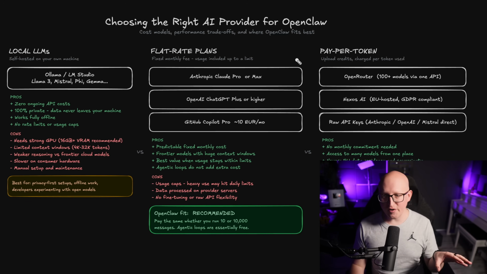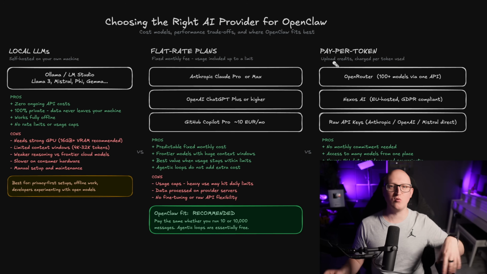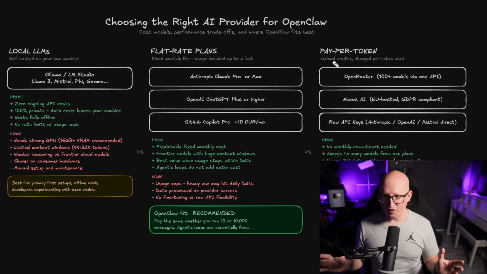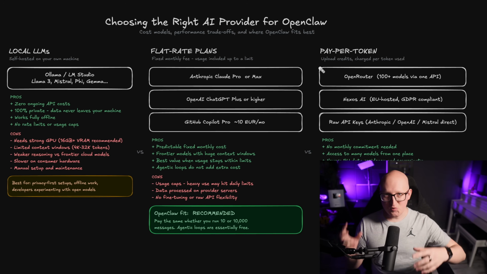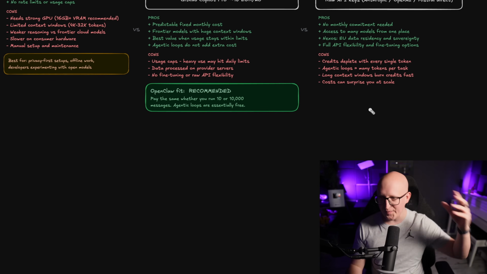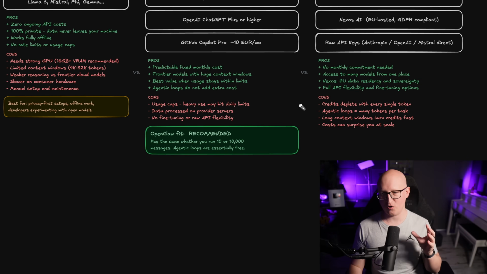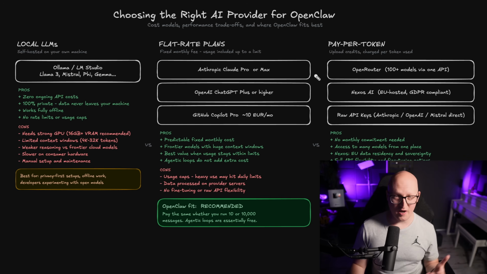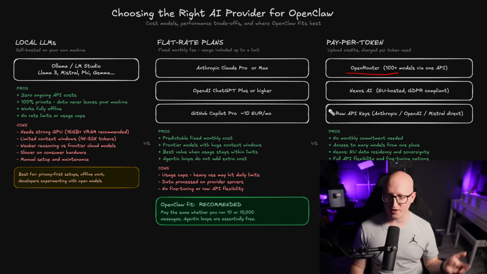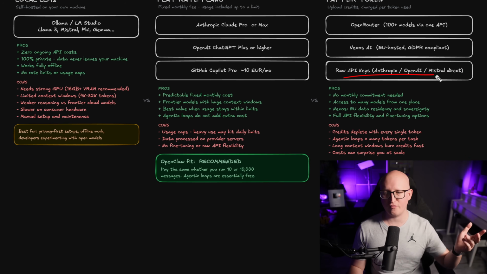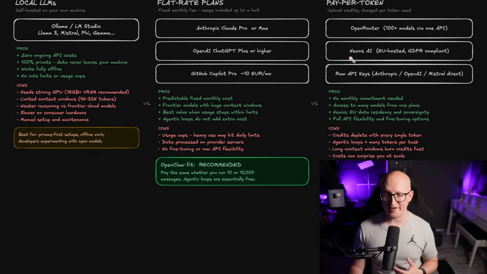That is completely different with pay per token, where you just upload your API key and then you pay for whatever you use. But again, with a lot of function and tool calling, a lot of looping, that can burn your credits super, super fast. So in my opinion, using platforms like OpenRouter or using raw API keys from Anthropic, OpenAI, or any other provider, even the Nexus AI credits that are Europe hosted and GDPR compliant, they burn out so fast. The flat rate plans are probably the best choice for running this.